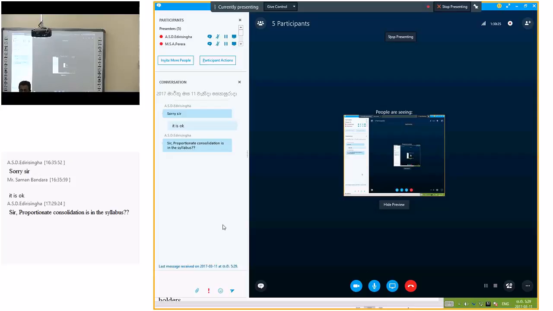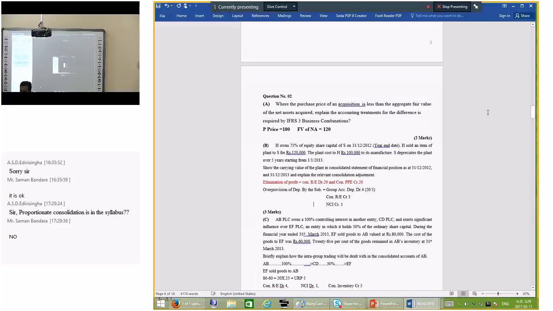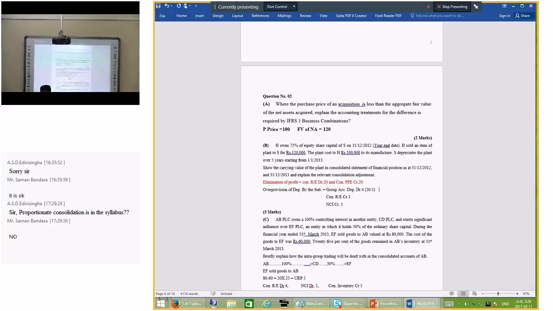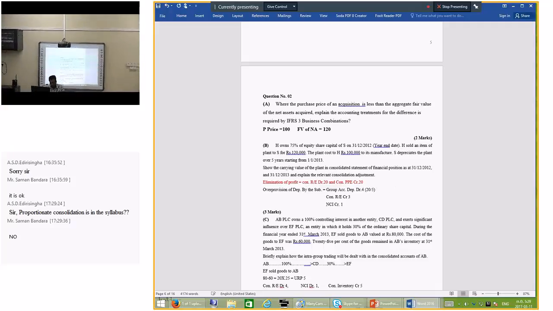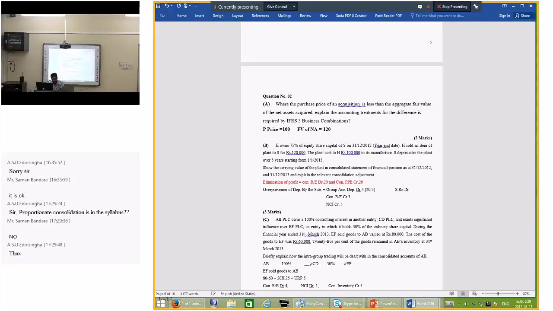I am not going to test proportionate consolidation in the syllabus. No worries. Here, look, there is one way, and there is another way of doing the same. How do you do that? Subsidiary's retained earnings debit. How much? Total depreciation of 4, and credit the accumulated depreciation.